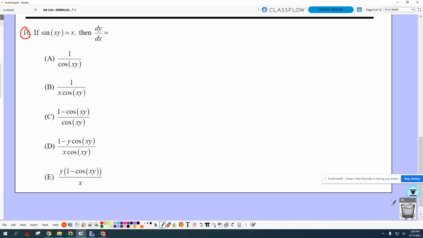Jackson, how do I start the problem? I started this one by doing the derivatives. So on the left it would be cosine xy, and then you have to chain rule it. Then you multiply it, but inside of that you have to do product rule. So what's the derivative of x times y? It's y plus x times dy dx.